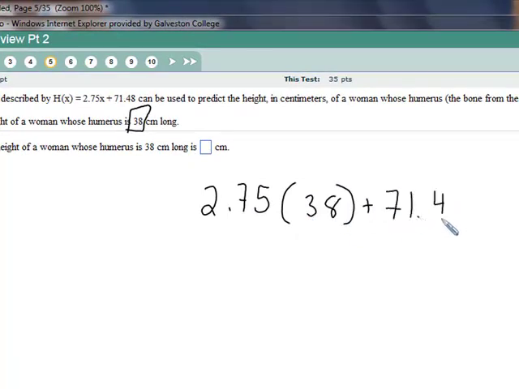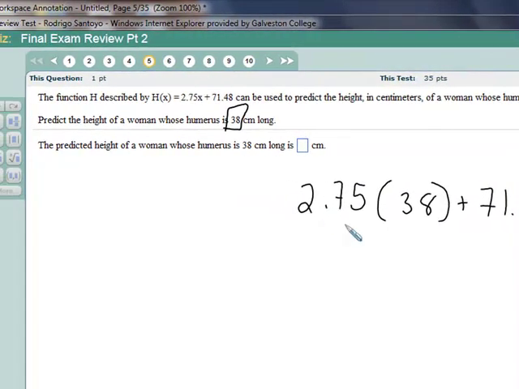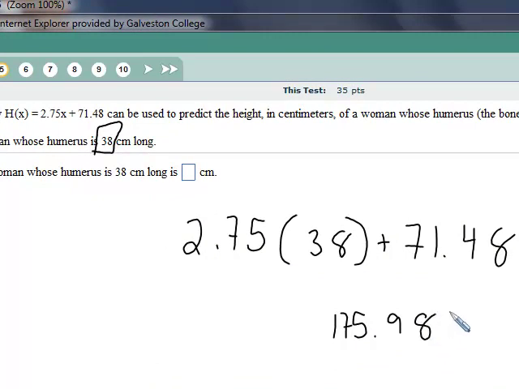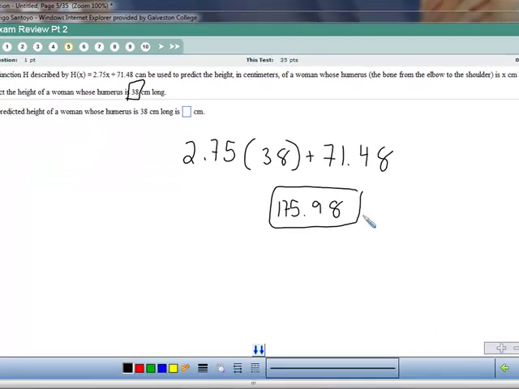Nothing more. Don't let this word problem confuse you. All we're going to do is just replace x with the given number that they give us. Here in this problem, they gave us 38. We just input this in the calculator and work this out. And we should get a nice solution of 175.98. So a very nice problem here.